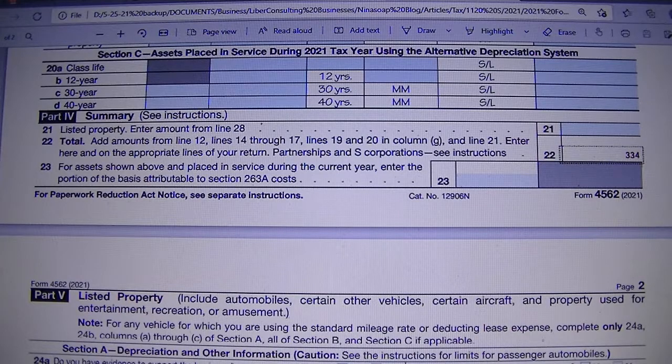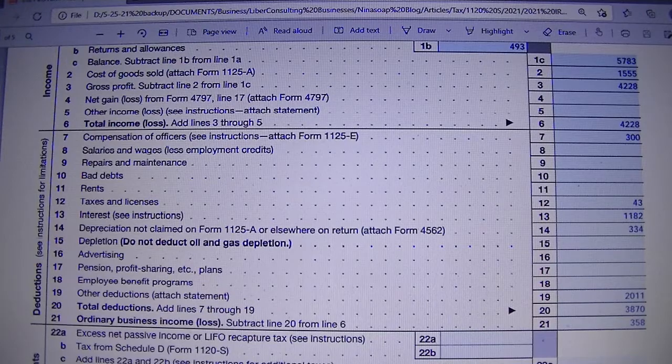2, we'll go on the depreciation section. So let's go back to our form 1120S. So we have our 334, and then we have line 19, other deduction. So anything you are putting under other deduction, you have to attach a statement. So the total is 1211 here. So how did we come up with that number?